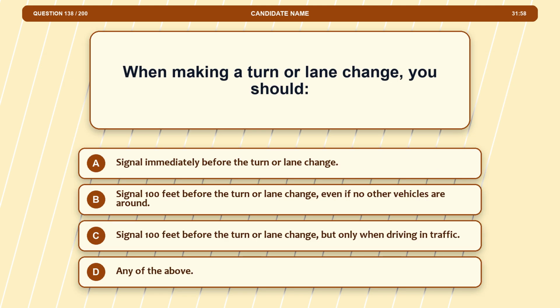Question 138. When making a turn or lane change, you should Option A. Signal immediately before the turn or lane change. Option B. Signal 100 feet before the turn or lane change, even if no other vehicles are around. Option C. Signal 100 feet before the turn or lane change, but only when driving in traffic. Option D. Any of the above.